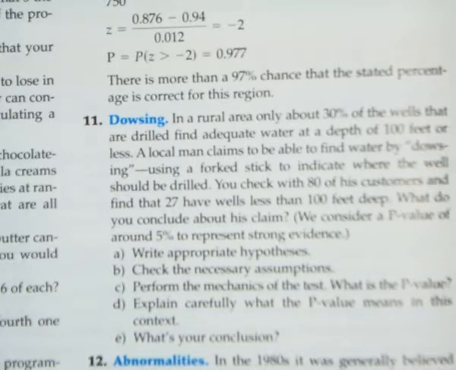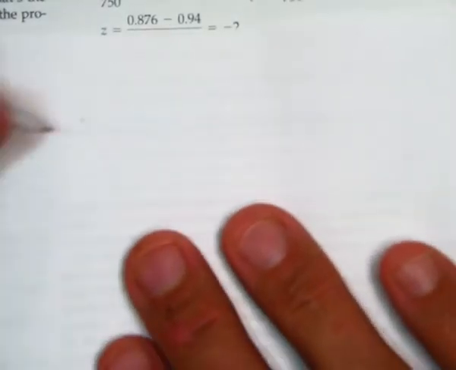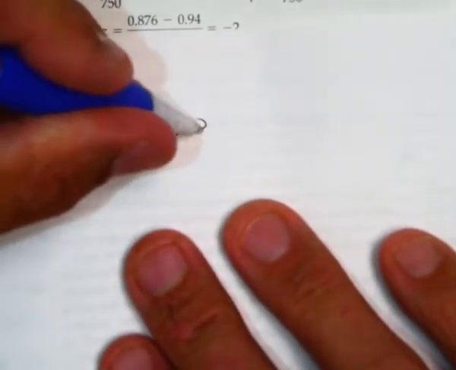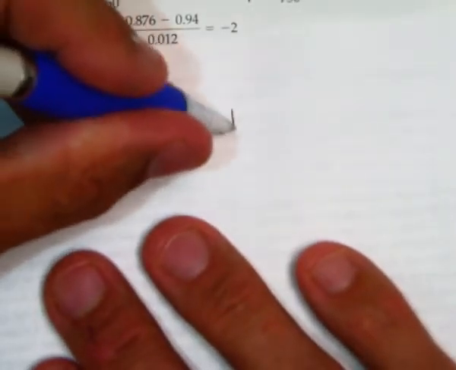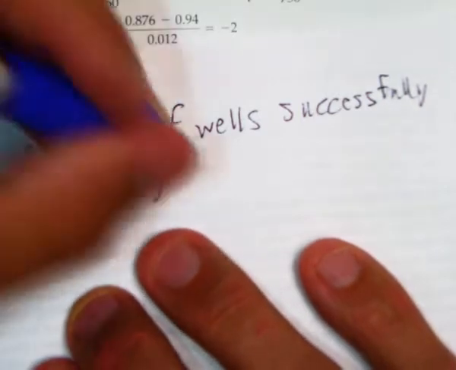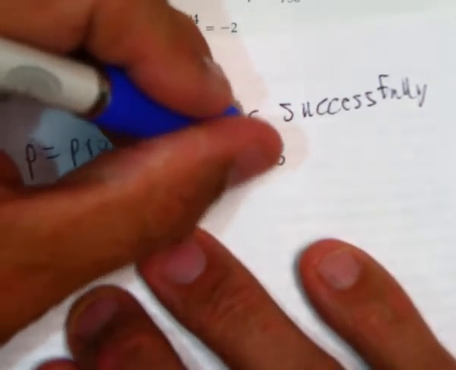So we got to write appropriate hypotheses. Okay, so well, what is p here? p is the proportion of wells successfully drilled by this, I'm going to call this guy, this dowser, whatever it is.